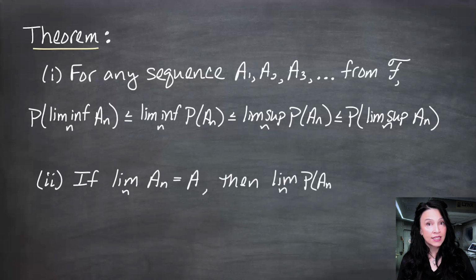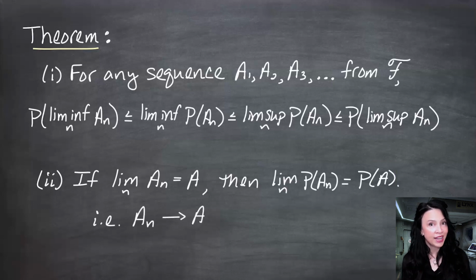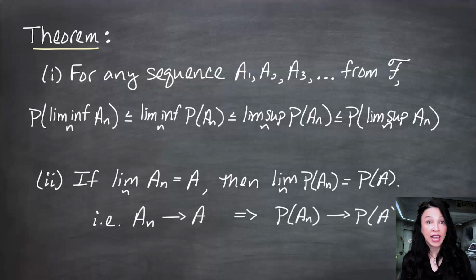And once we prove that, we will easily be able to prove the result that if the limit of a sequence of sets An is equal to a set A, if it exists, not necessarily from increasing or decreasing sets, then the limit of the probability measures is the probability measure of the limit. Again, A is a limit set. So this is like a limit outside becoming a limit inside. In short, I'm going to write An approaches A implies that the probability measure of An approaches the probability measure of A.